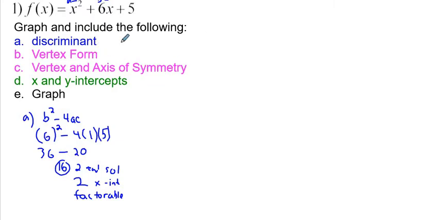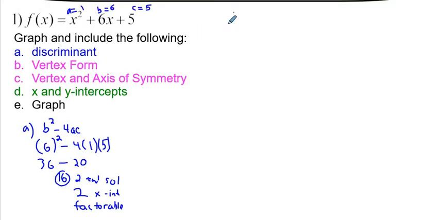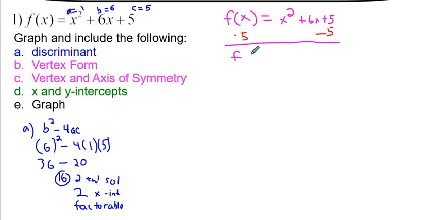Let's talk about putting this in vertex form. To put this in vertex form, remember, we're going to complete the square. Putting this in vertex form is done by doing the following. We are going to move the 5 over to the other side because we want to create a blank there so that we have room to complete the square. So now we have f of x minus 5 is equal to x squared plus 6x plus a blank. That blank is going to be filled in by completing the square.